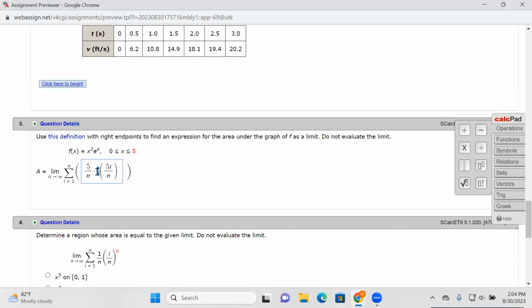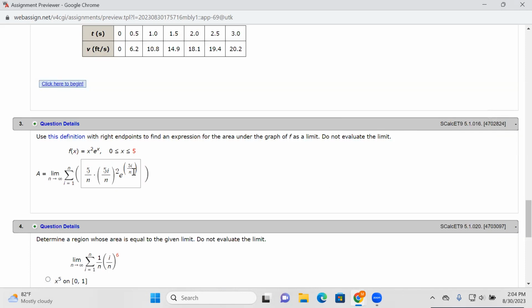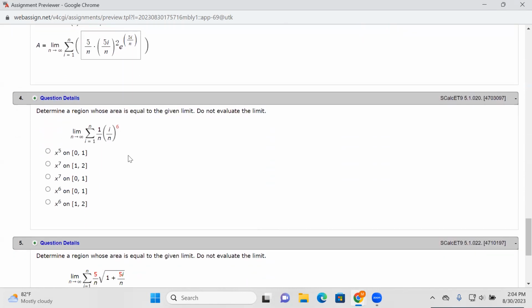So what's that going to be? 5i over n squared, and then e raised to the 5i over n. So that's maybe a little bit obnoxious to have to write, but that's what f of 5i over n would equal. And so to the right of our 5 over n is our function heights, the height of each rectangle, and to the left is our width of each rectangle, and that would give us the appropriate value.